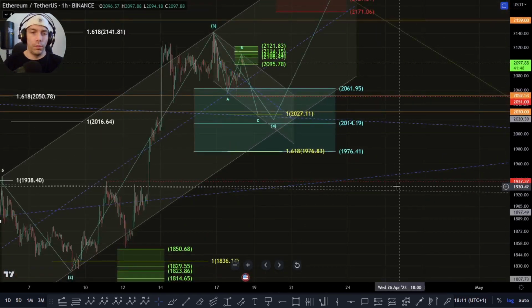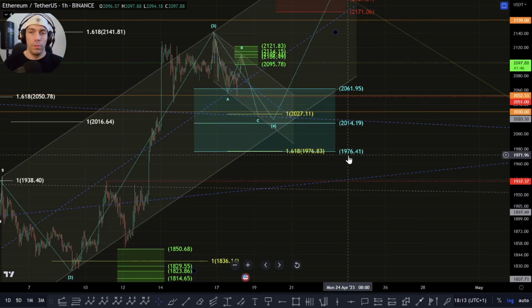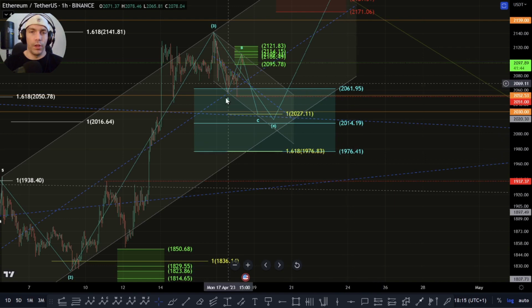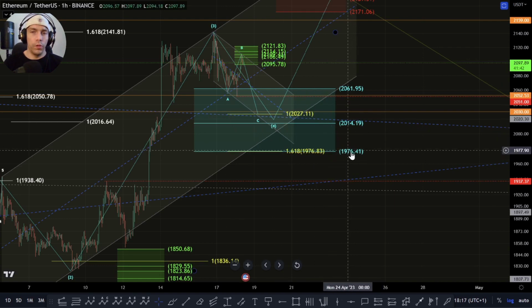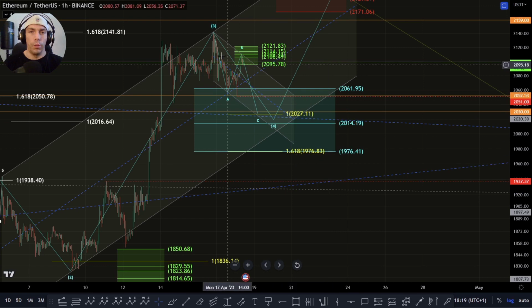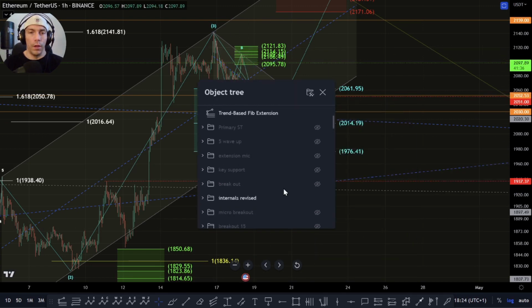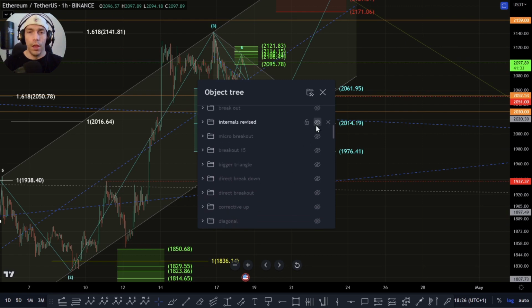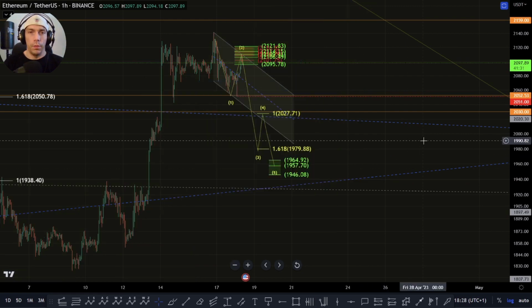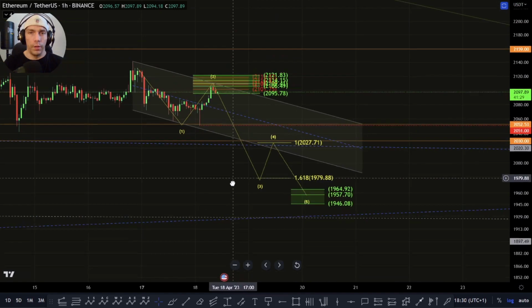And then the lower target we wouldn't really want to lose would be this 1976 area. So if we start to break down past this, we'd have to be careful because we could start to see a five-wave structure to the downside playing out in that case. So what we'd have to be careful of is basically something like this.